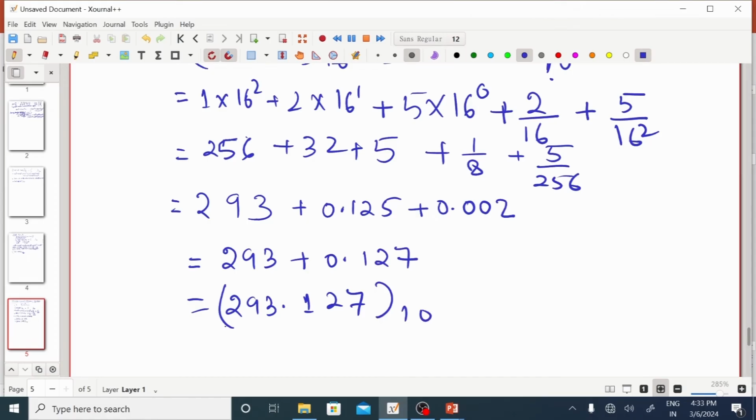So this is the process of converting any given number system into an equivalent decimal number system, whether the number is given in decimal format, binary format, octal format, or hexadecimal format.